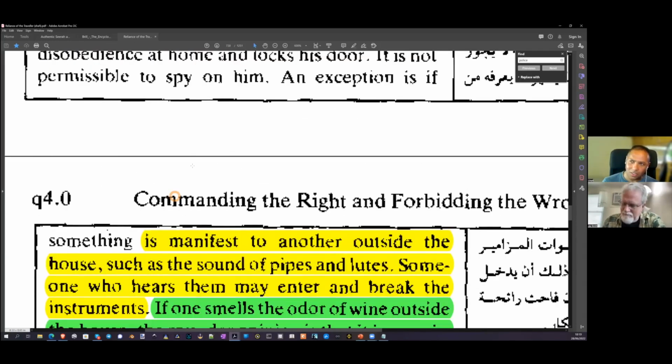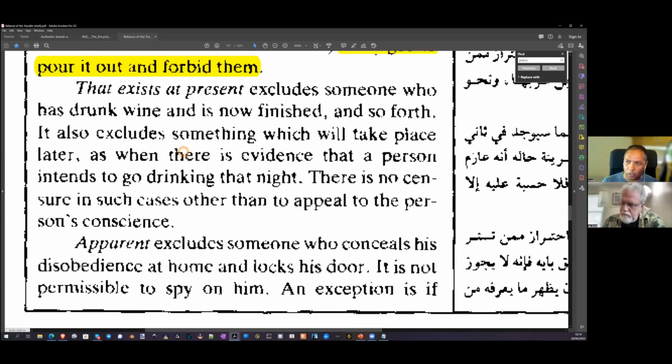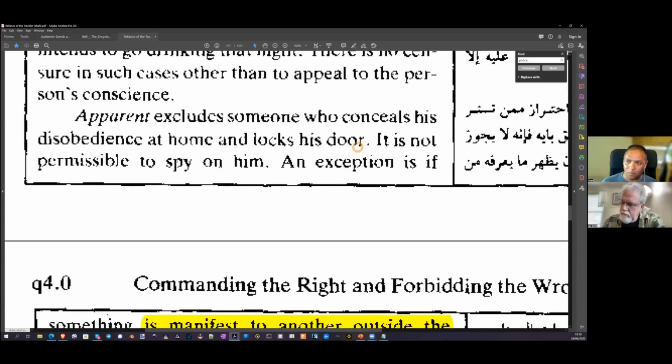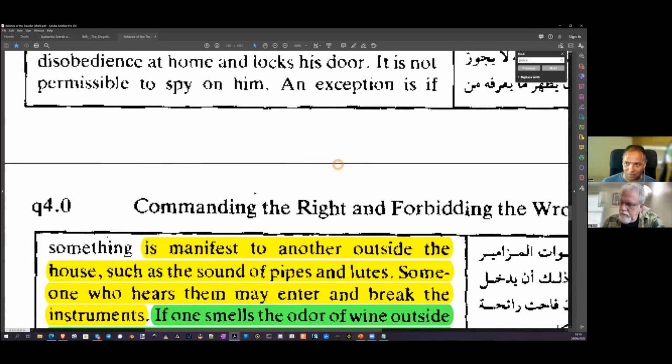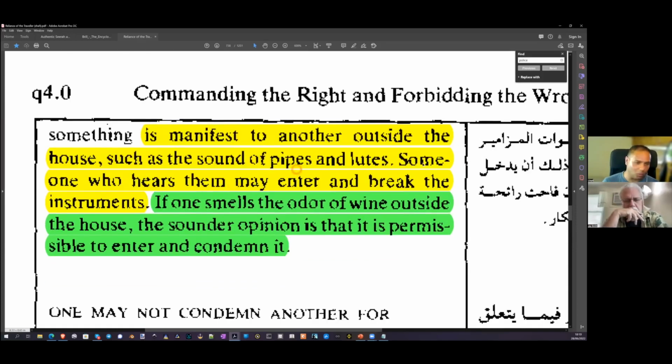Now, notice this interesting bit here. Let's say you're walking past someone's house and you hear the sound of music, or you see someone drinking. It says here, okay, it is not permissible to spy on him, but an exception is if something is manifest to another outside the house, such as the sound of pipes and lutes or musical instruments being played. Someone who hears them may enter the house and break the instruments. If you smell the odor of wine outside of the house, the sounder opinion is that it is permissible to enter and condemn it. This includes smashing the bottles.